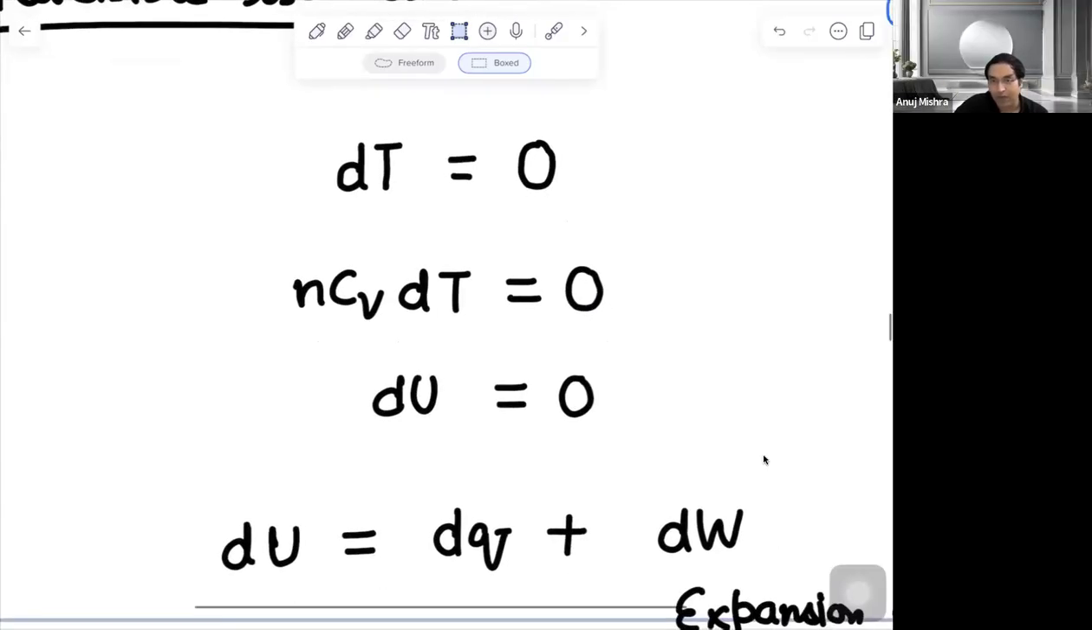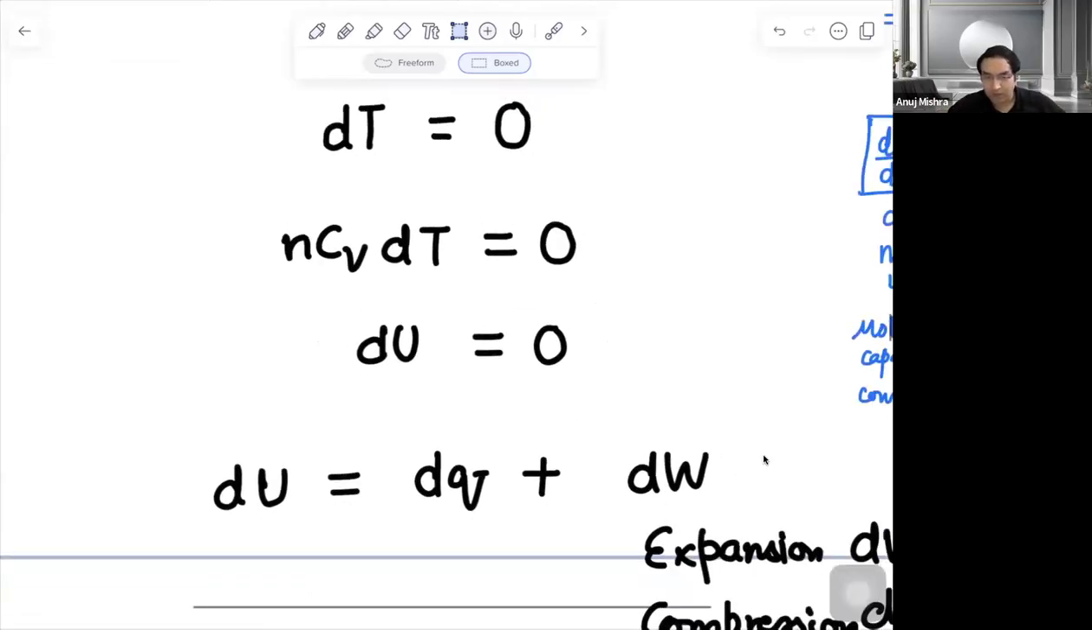dU is dq plus dw. That we know. That's the basic definition of the first law. Balance sheet is how much q, how much w. dq plus dw is dU.